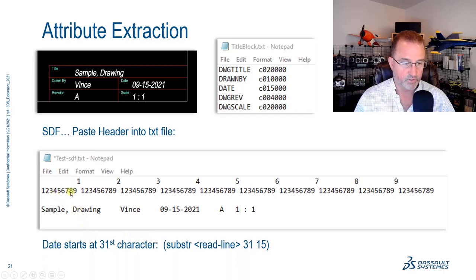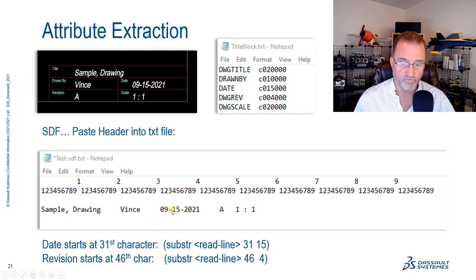So here, you'll notice that by putting in this header, I can easily go, oh, okay, the date starts at the 31st character, and then I know it goes 15 characters. And so the sequence, when I read this line in Lisp, would be: give me the substring of the value of this line, start at the 31st character and go 15. And if I want the revision information, I'm going to go to the 46th character. So I'm going to do a substring, the value of the line, start at the 46th character, and then go for the next 4 characters to get that value.